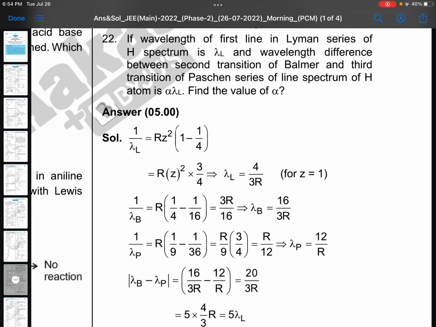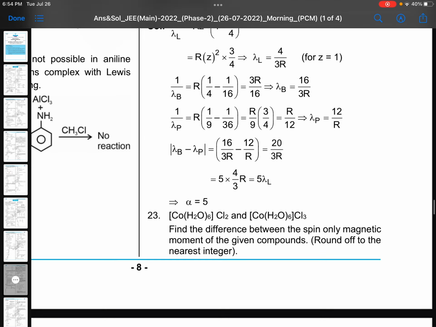So 4 by 3R is how many times? That is, 20 by 3R is how many times 4 by 3? That is 5 times. Lengthy, but you can do it. Based on your time, you can decide.